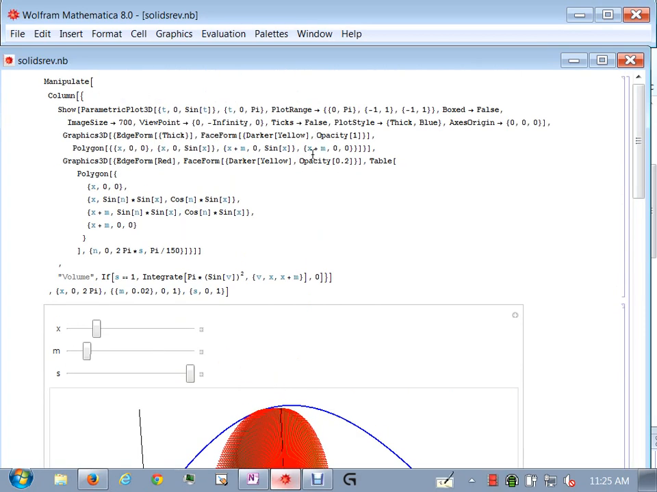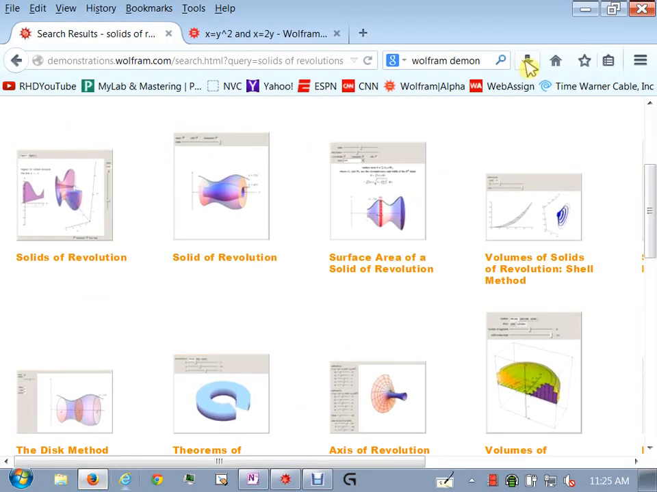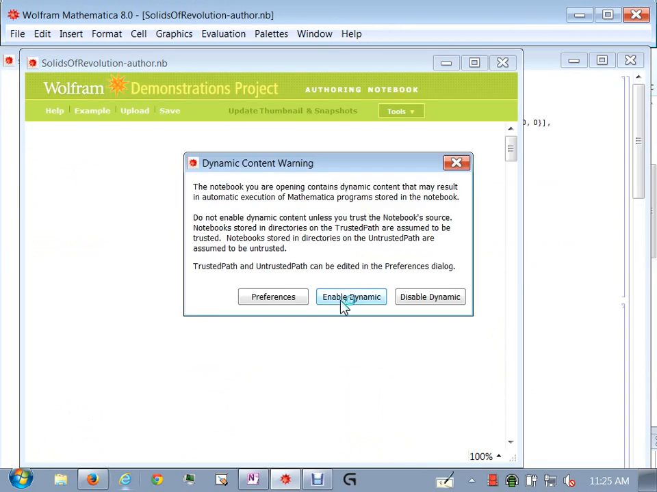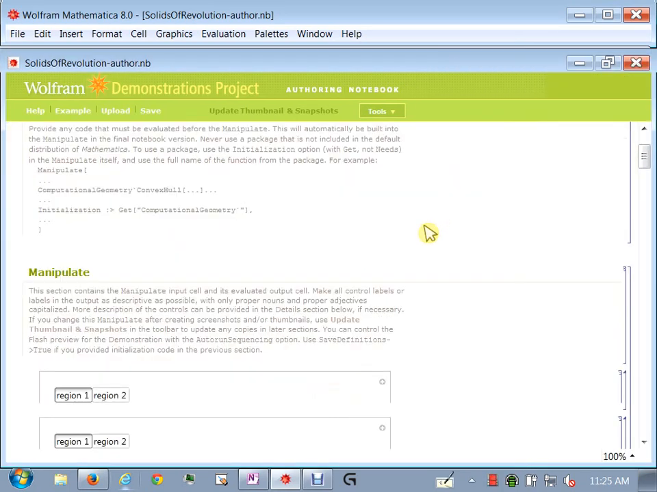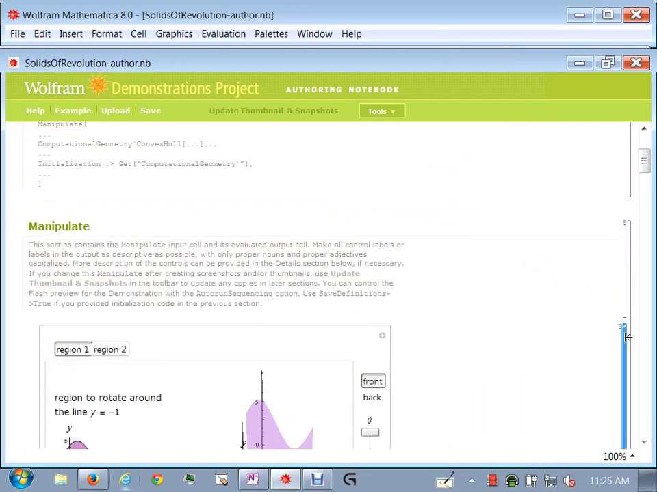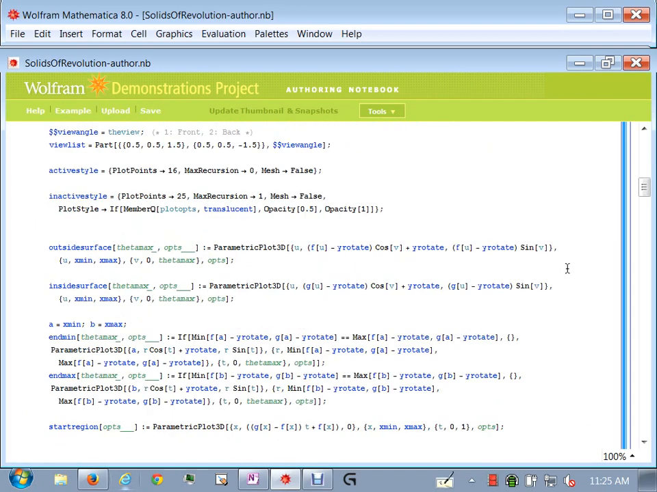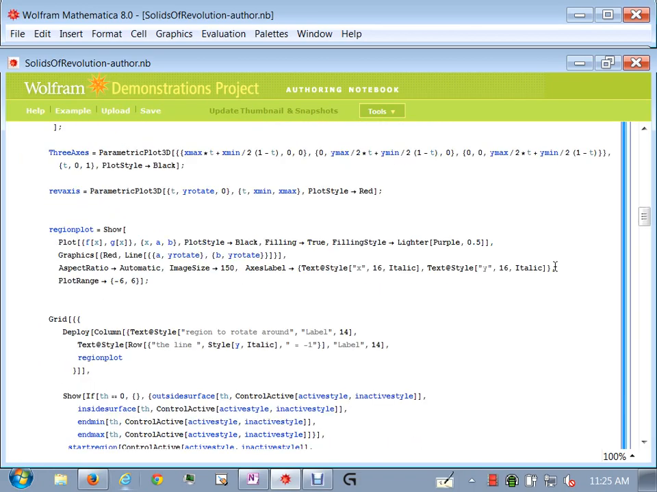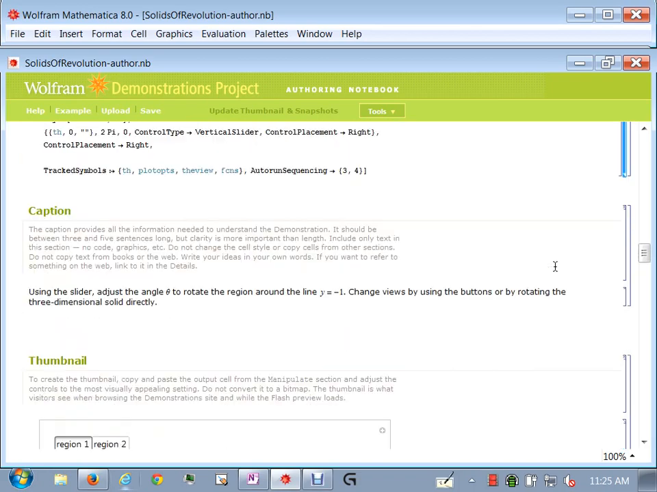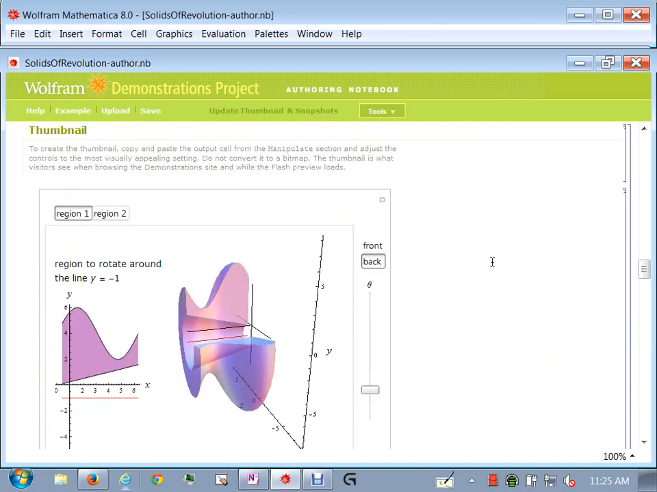Now, my code's not too elaborate here. But now let's take a look at somebody who's done this professionally. Now, if you own Mathematica, you can actually open up their code in the document. So you can open up their code and take a look at it. And anyway, so this is theirs.